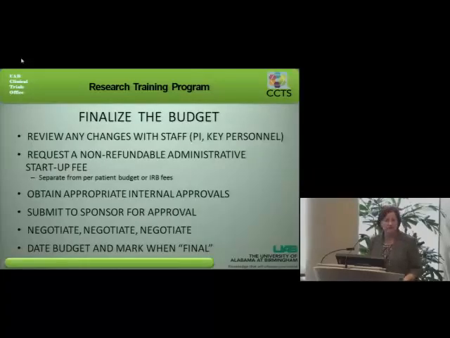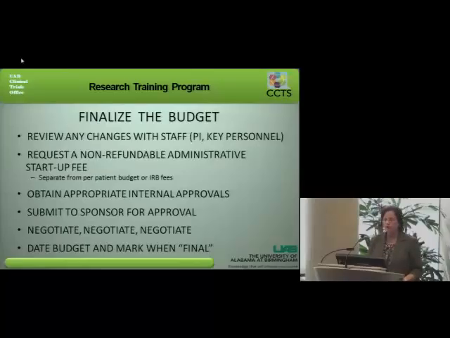Once all this work has been completed, you're ready to finalize the budget. Any changes that have been made with any one particular person or group should be reviewed overall with your staff, especially your PI and your coordinator. Always remember to build a non-refundable administrative startup fee. That work is typically separate from the budget you're developing for the per patient budget. Your administrative startup fee, I've got several items for you to remember in a following slide set.